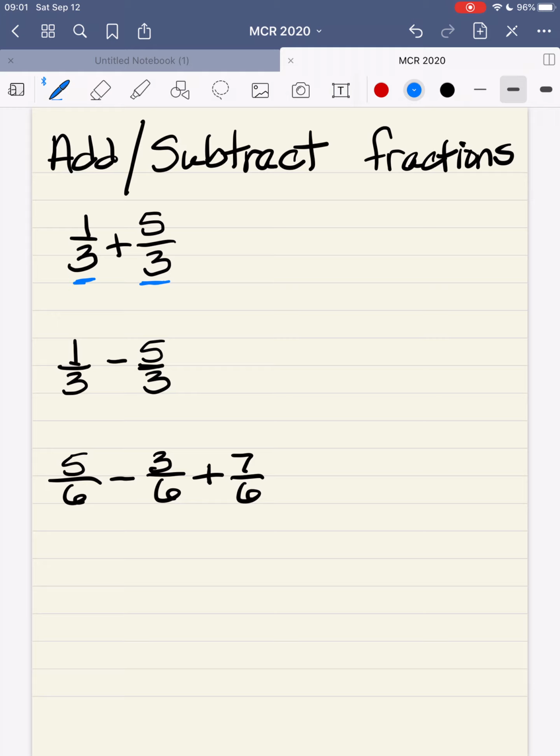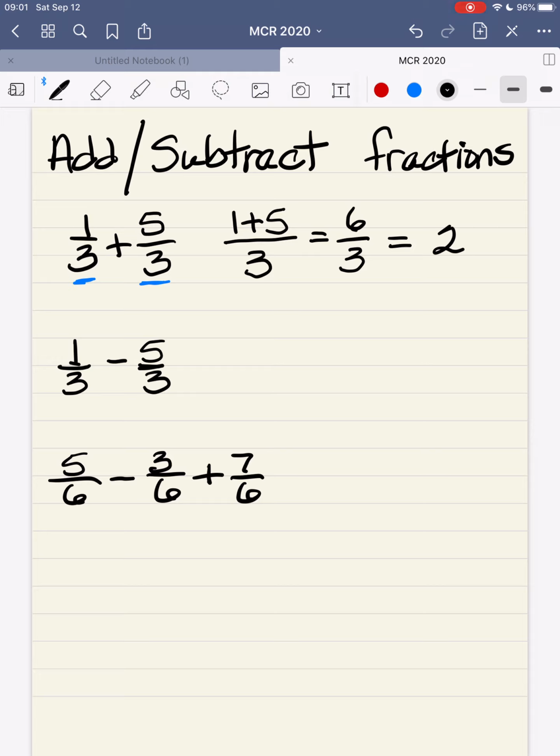And how we add and or subtract fractions is we take the top part, and in this case it's addition, so we add them. But the denominator stays the same. So we don't add the denominator, we only add the numerator. So 1 plus 5 gives me 6. And it stays over the denominator of 3. But remember, we always have to simplify our fractions. In this case, 3 divides into 6 evenly, which just gives me 2.